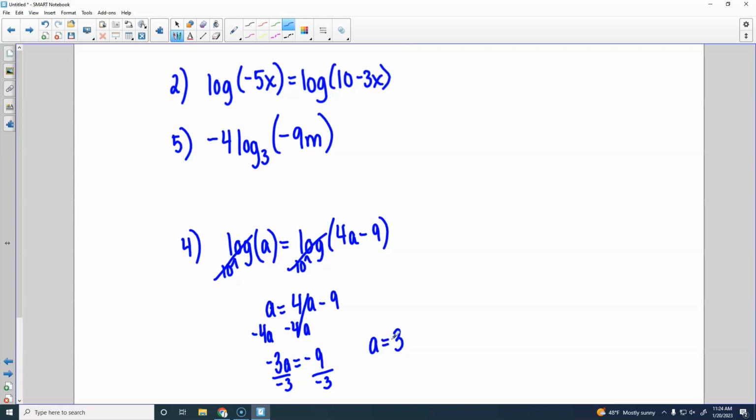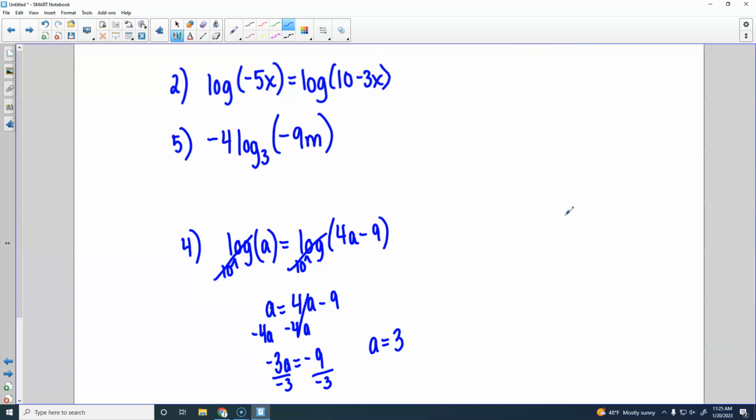One thing I did not do yesterday, or on Wednesday, but you do need to look at: remember we talked about the domain of a log. You cannot take the log of a negative number or of 0. So whenever you get your answer, you do want to look back at the original problem and make sure that you're not getting negatives or 0 inside of the log. So here, if I plug in 3, that's fine. It's positive. 4 times 3 minus 9 is 12 minus 9, which is 3, also positive. So this one is fine.